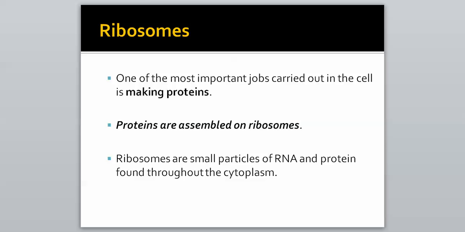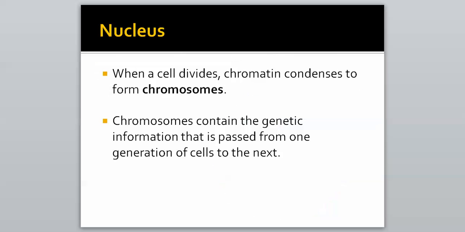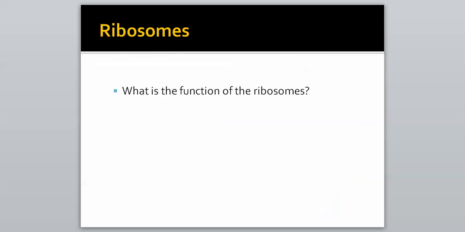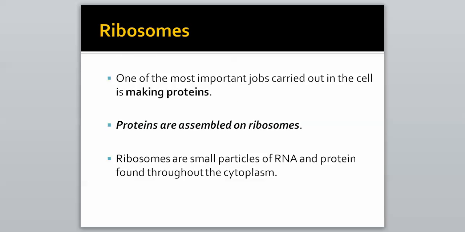Ribosomes are small particles of RNA and protein found throughout the cytoplasm. So these are going to be floating around everywhere in the cell. And remember that their source is the nucleolus. The nucleolus produces ribosomes. The ribosomes produce protein.